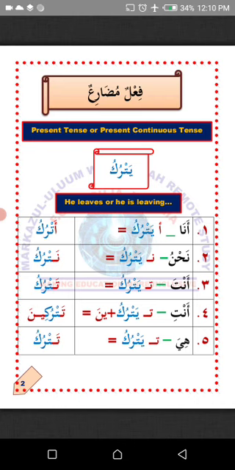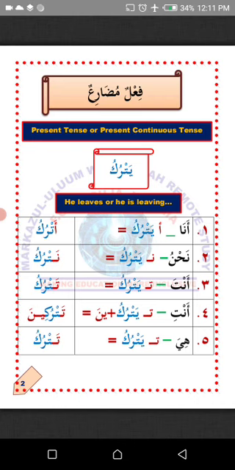Thalatha, number three. Anta, you, representing a single male person. So how do we now change the verb yatruku to suit anta? All you need to do is to detach yaun and attach ta'un. The verb yatruku will now become tatruku, which means you are living or you live.